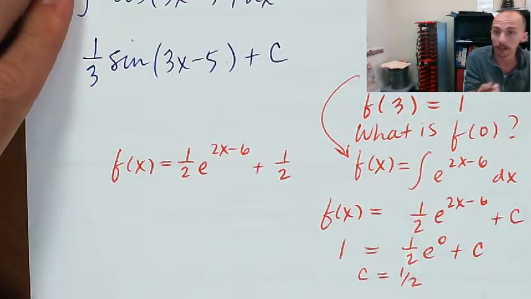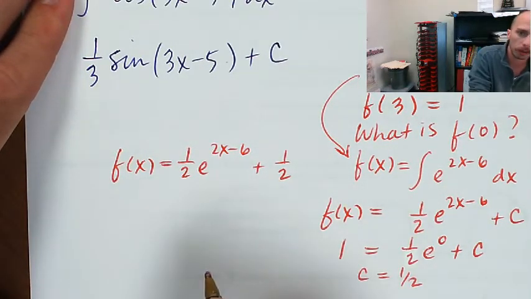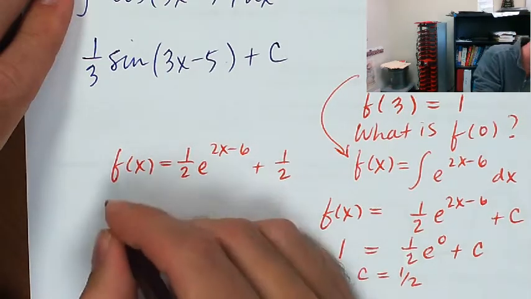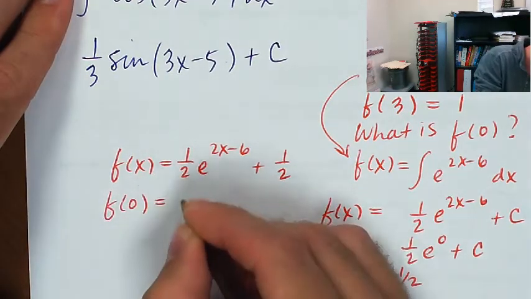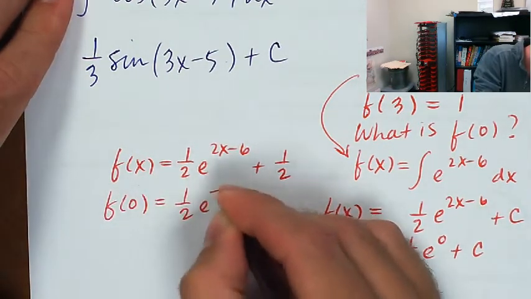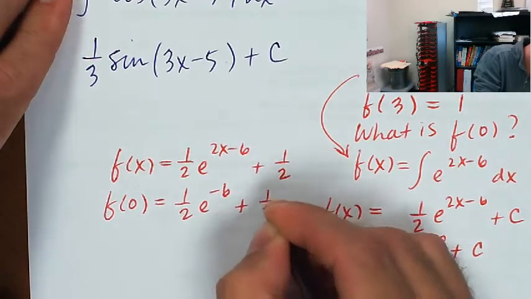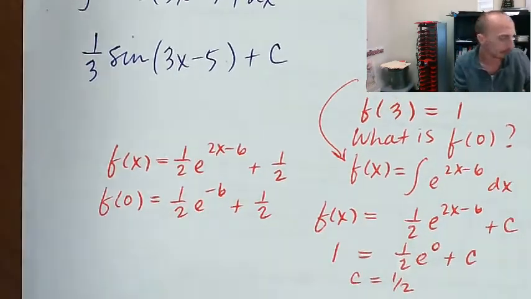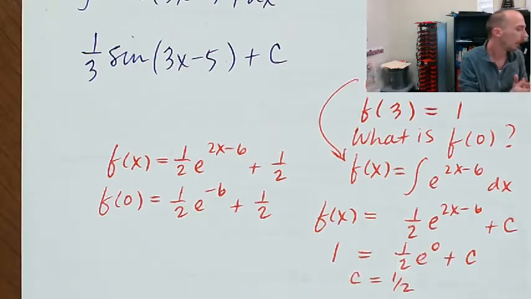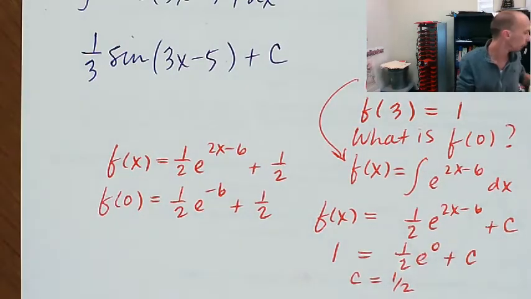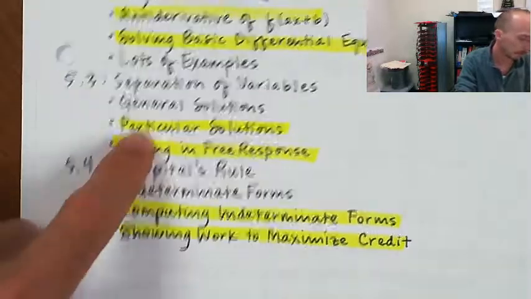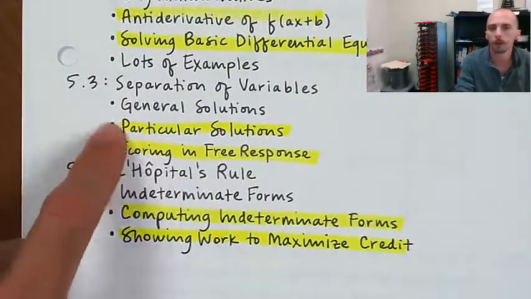And then I can find f of 0. f of 0 equals 1/2 of e to the negative 6 plus 1/2. And that's something we can do. That would be solving a basic differential equation. All right, so let's look back on here. What do we have next? Separation of variables. There we go.